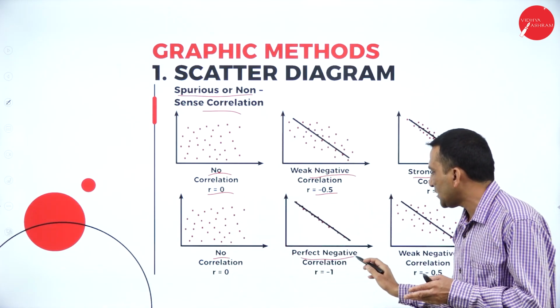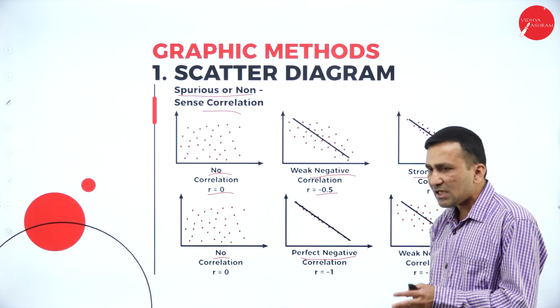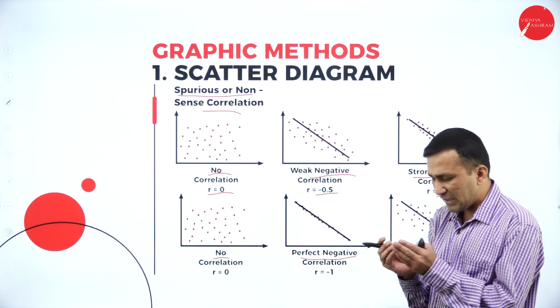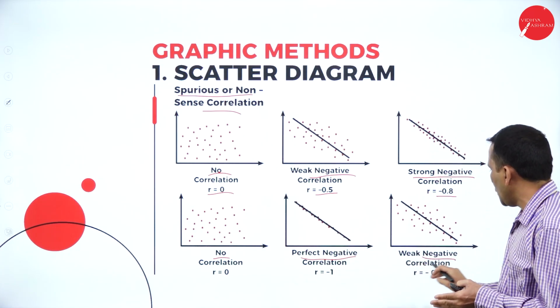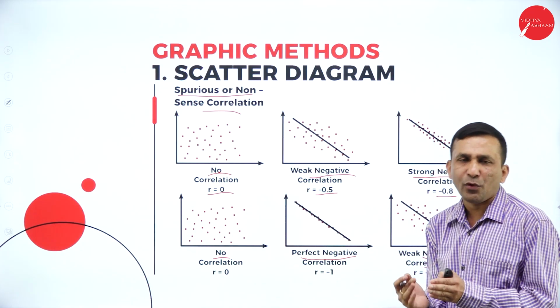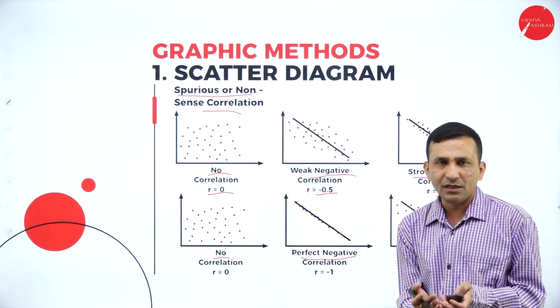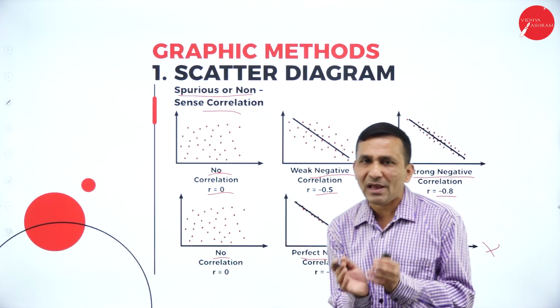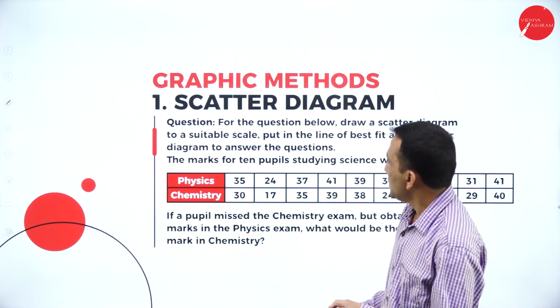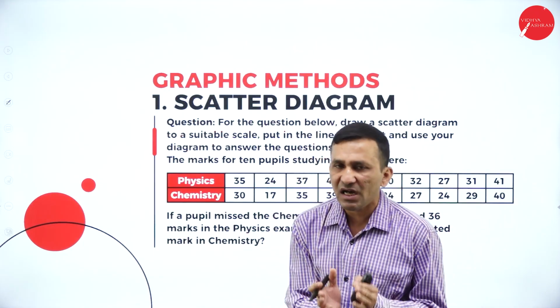Next one, the perfect negative, with the minus sign. When we get the perfect negative, the dots are very close to the line. And weak negative correlation is minus 0.5, which is considered weak. So the same y-axis and x-axis, the two variables, are very important for the correlation. There is one question to understand this much better.